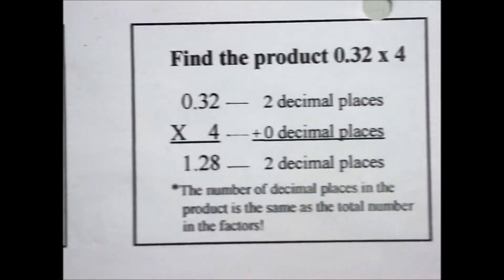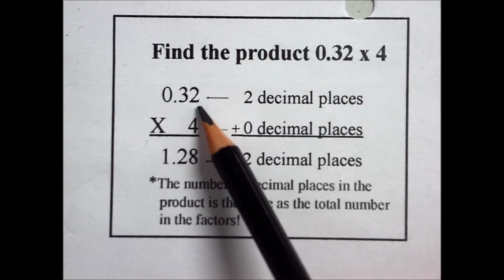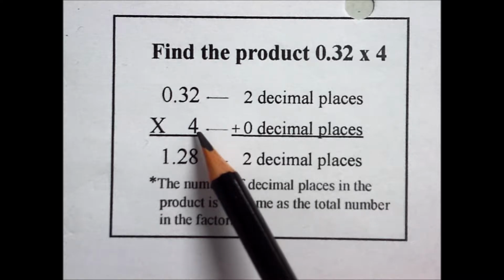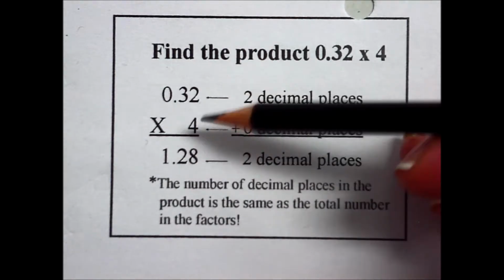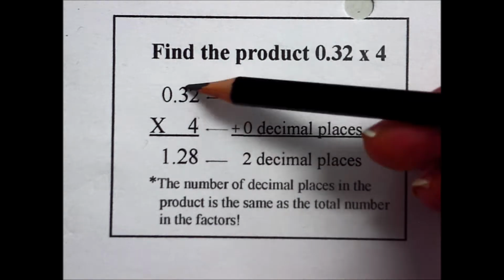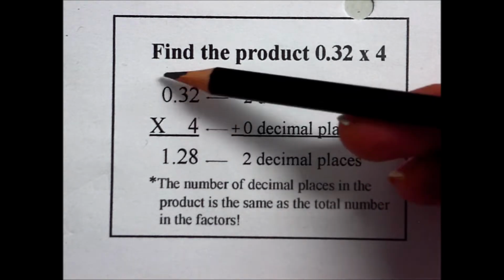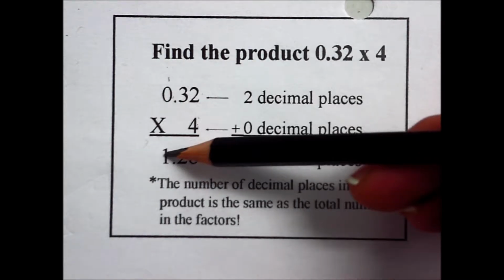So here's the same problem written out. We have 32 hundredths times 4. Now notice I did not worry about trying to line up a decimal place. I simply lined up the digits. So then I multiplied. 4 times 2 was 8. 4 times 3 was 12, carried the 1. 4 times 0 is 0, plus 1 is 1.